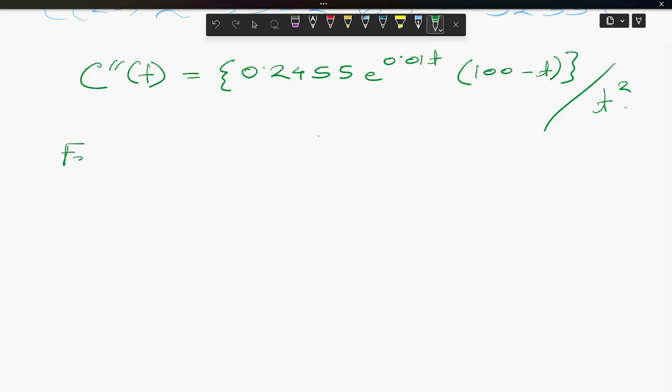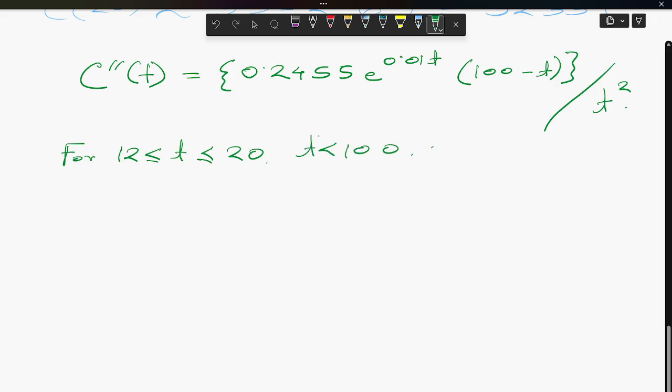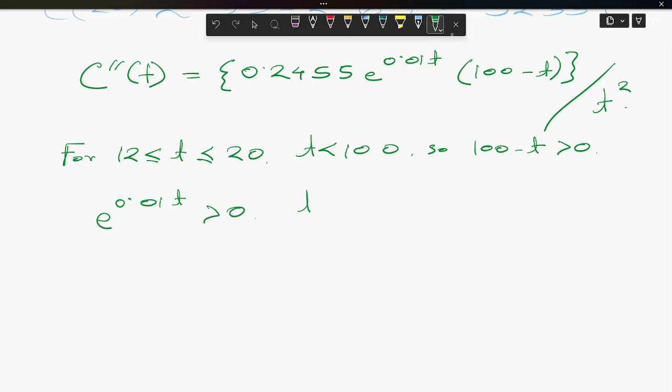So for 12 ≤ t ≤ 20, t is less than 100, so 100 minus t is positive. Since e to the power 0.01t is positive and t squared is also positive, we can say that C''(t) is also positive on this closed interval 12 to 20. So the conclusion will be: our C''(t) is greater than 0, which implies that C'(t) is increasing.